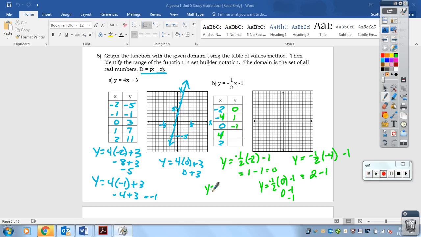If I do y equals -1/2 of 4 minus 1, -1/2 of 4 is -2, minus 1, which is keep, change, -3. If I do the same thing with -2, I end up with -2 plus -1, -2. Let me plot these 5 points, quickly label.